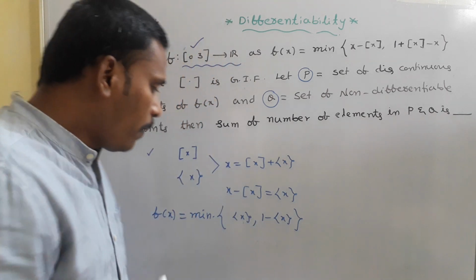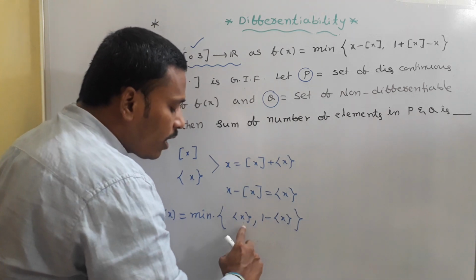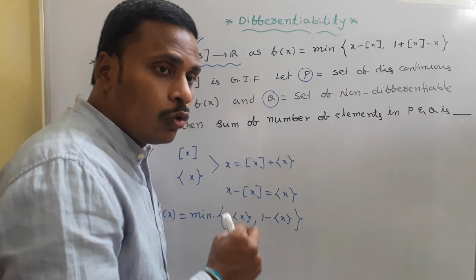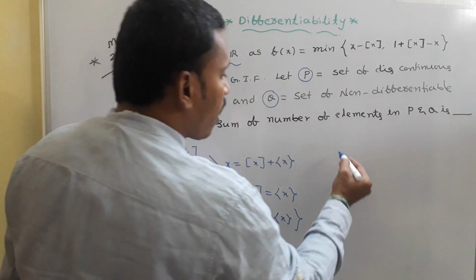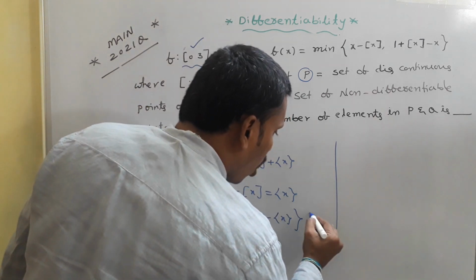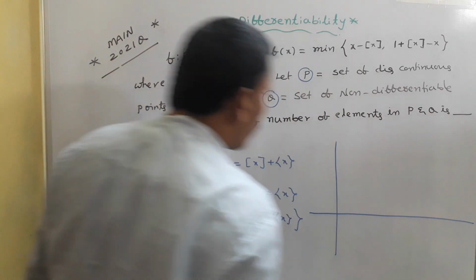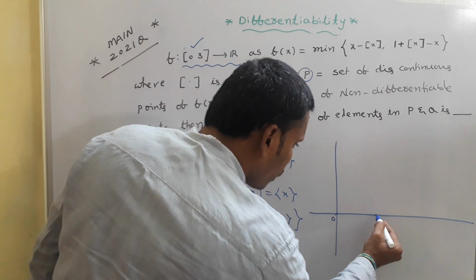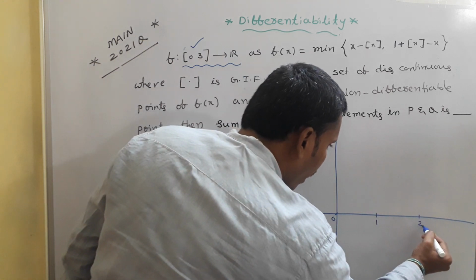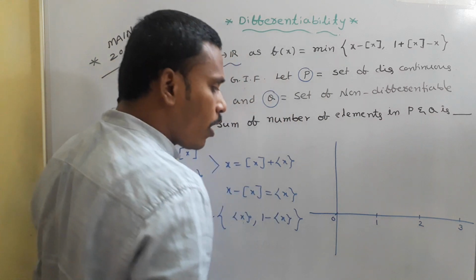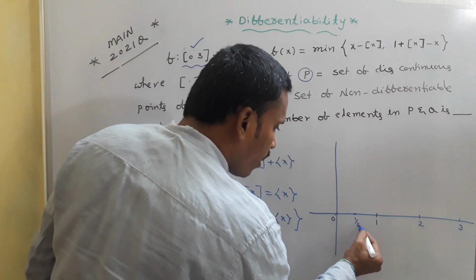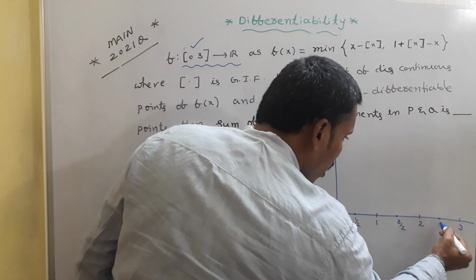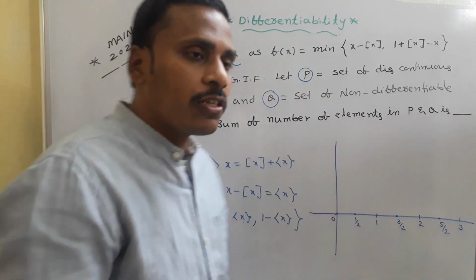To identify the minimum among these two, I am using a graph as a tool to answer this question. I am going to sketch the graph, and on that graph I need to pay attention only to this 0 to 3 region. So 0, then we have 1, then 2, after that 3. In between 0 and 1, here is 1/2, and here we have 3/2, and then 5/2, as the points on the x-axis.